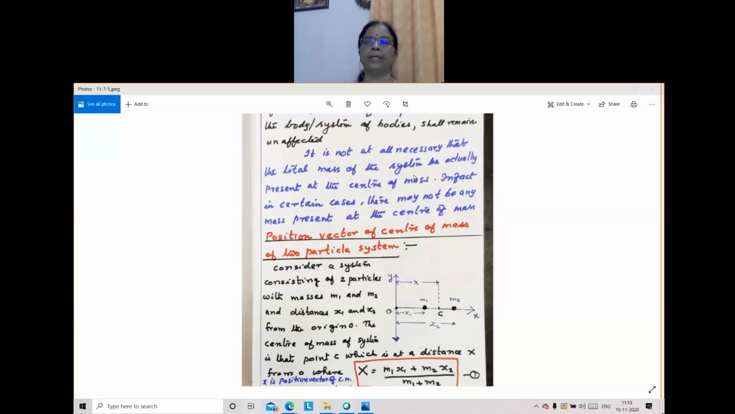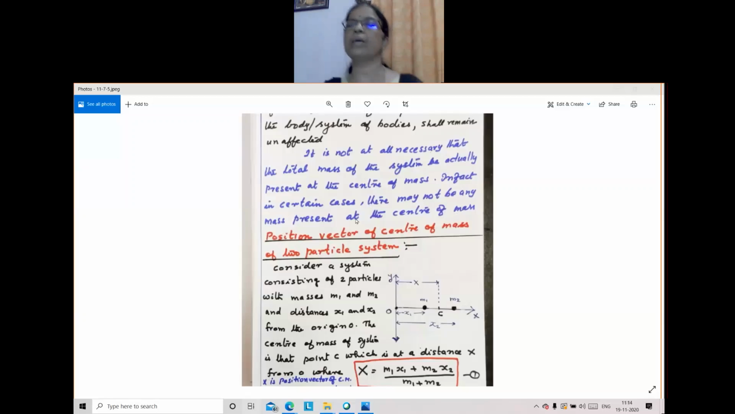Practically, in certain cases there is mass, and in certain cases there is no mass at all. In the case of a disk, we know there is mass, since it is a disk shape. But in the case of a ring, there is no mass at the center. So it is only a theoretical point, the center of mass. And it is not at all necessary that the total mass of the system be actually present at the center of mass. In fact, in certain cases, there may not be any mass present there. So that is the idea of center of mass.